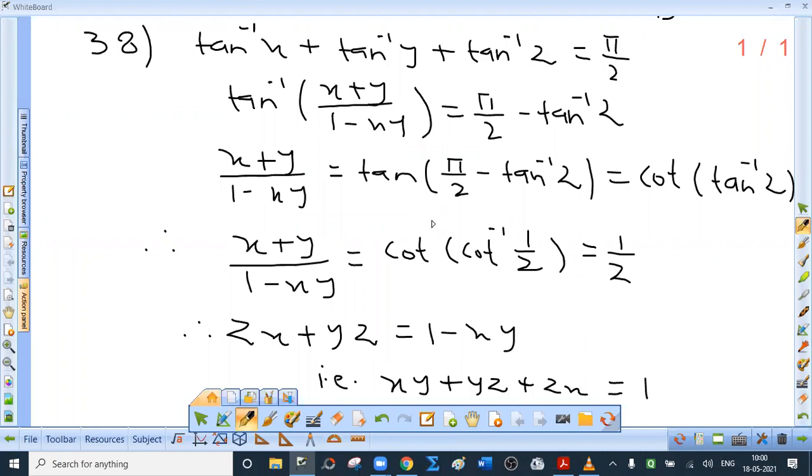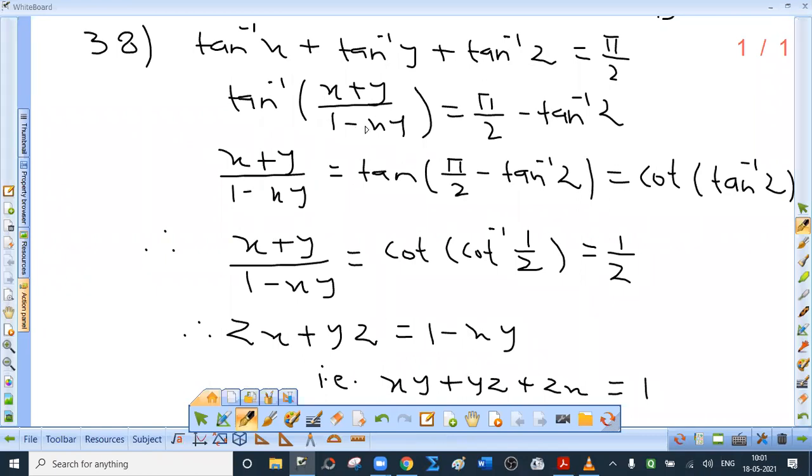38 sum should be like this. There is correction. It goes like, if tan inverse x plus tan inverse y plus tan inverse z is pi by 2, then show that xy plus yz plus zx equal to 1. Now you may say we will apply this result and then again tan inverse p plus tan inverse q equal to. That is also correct. But why to apply this 2 times?